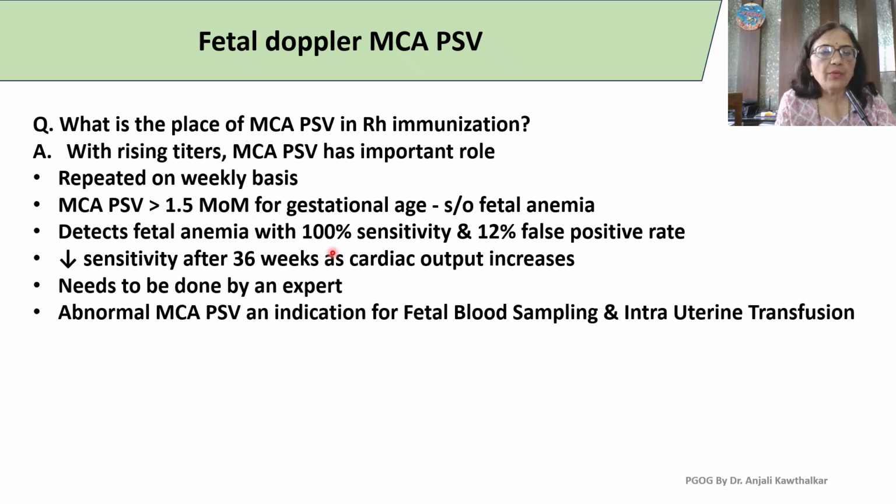It detects fetal anemia with 100% sensitivity and 12% false positive rate. It has reduced sensitivity after 36 weeks of pregnancy. Another important thing is it needs to be done by an expert. Abnormal MCA-PSV is an indication for fetal blood sampling and intrauterine transfusion.